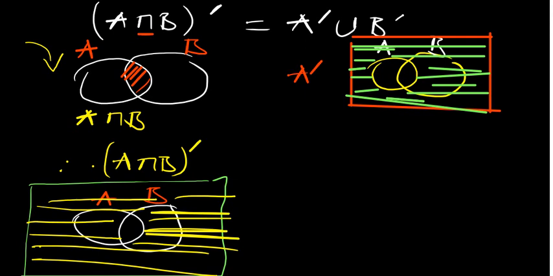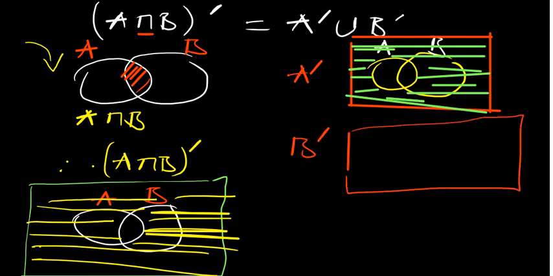We can also then talk about B complement. B complement on the other part is going to include the region outside your B. So if you have your A there and your B, and then you get to shade the region outside B, that is going to be our B complement. So this is our B complement.